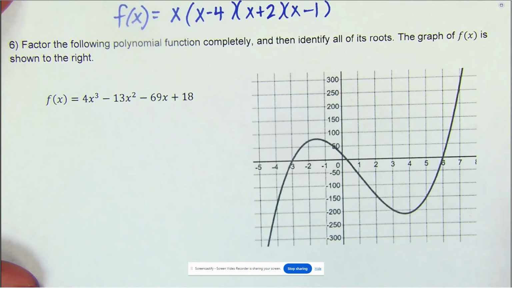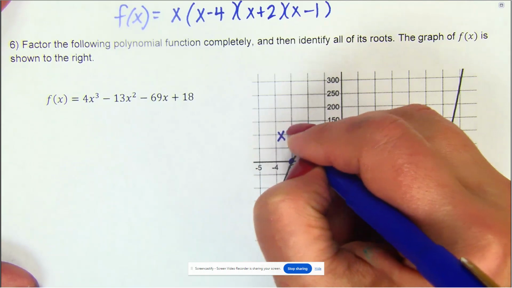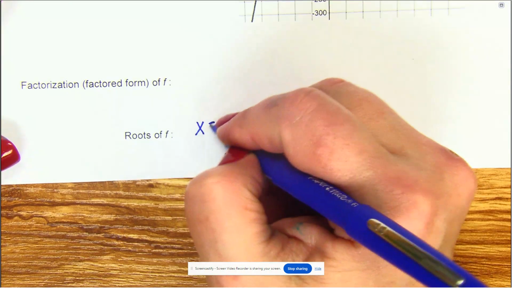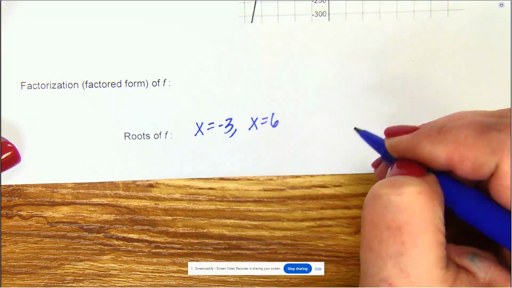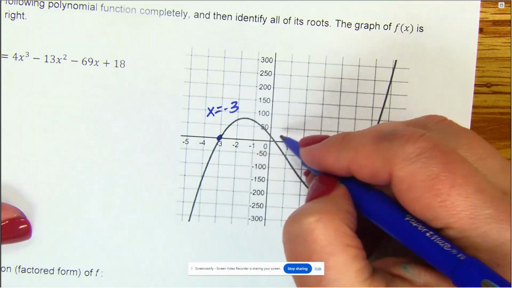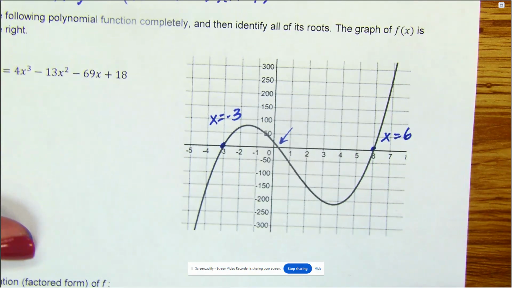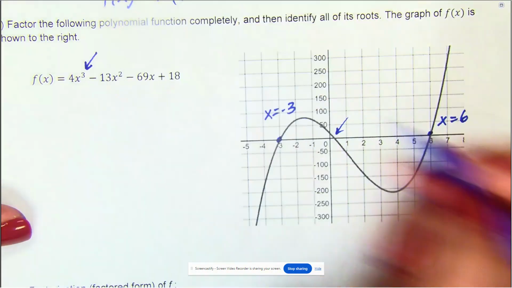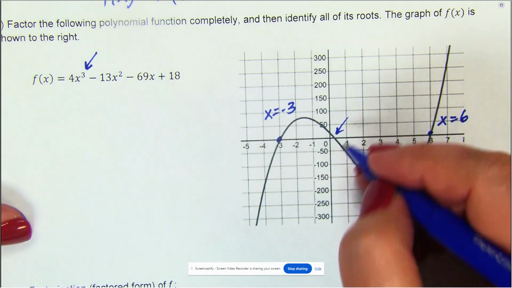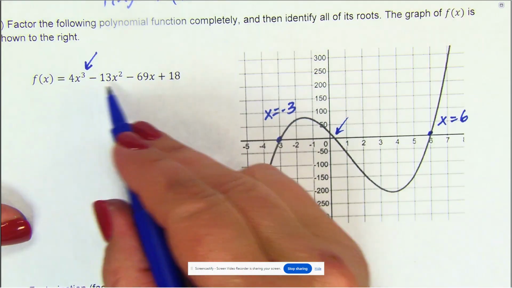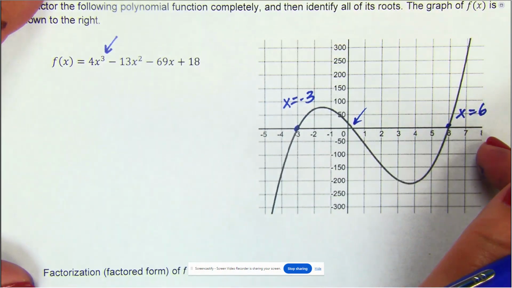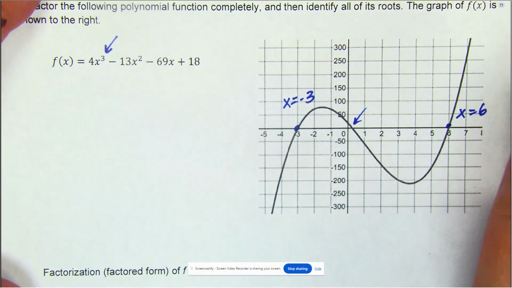All right, factor the following polynomial completely and then identify all the roots. So we can already see 2 of them clearly. This one is at x equals negative 3, and this one is at x equals 6. I could go write those right now. X equals negative 3, x equals 6. Now this third one would be a bit of a guess. I mean, it looks a little bit less than a half. And I know this problem, because it's a third degree, has 3 roots. So how am I going to find that one? And how do you factor a third degree polynomial? Well, we're going to divide it with one of these roots and get it down to something I can factor.